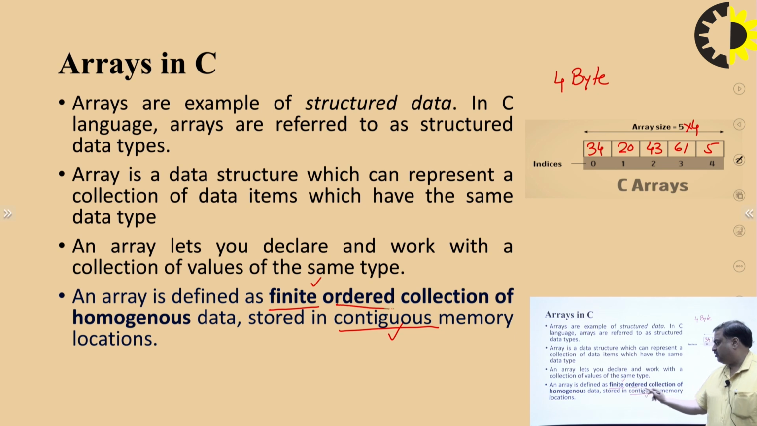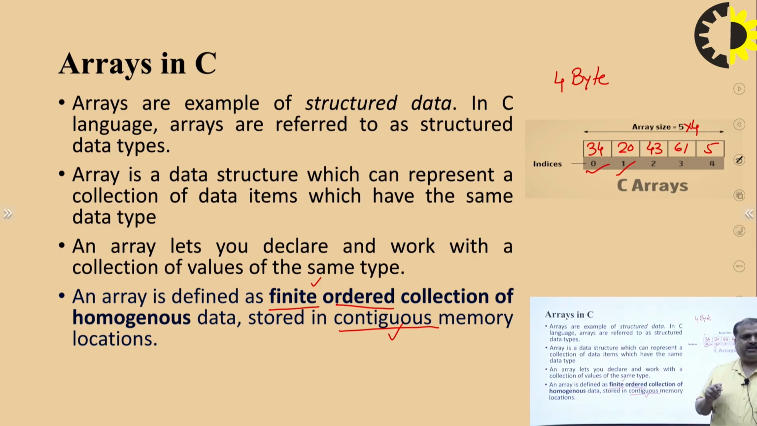Next thing is ordered. Ordered means every element is stored in an order. Every element follows a specific order, or is allocated at a particular location that can be found with the help of an index or subscript.